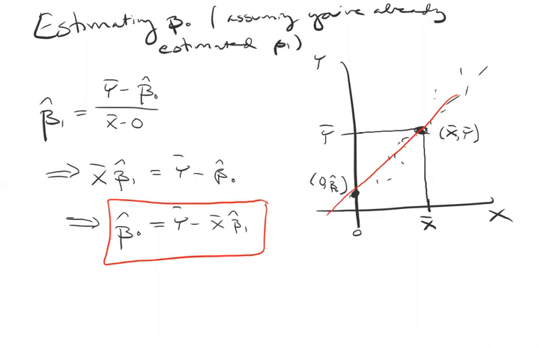So I hope you can see here why we're going to spend most of our time focusing on how to estimate the slope, because once you have the slope, taking your estimate of the slope and putting that together with the idea that you want the line to go through the intersection of the means automatically implies a value for the intercept.